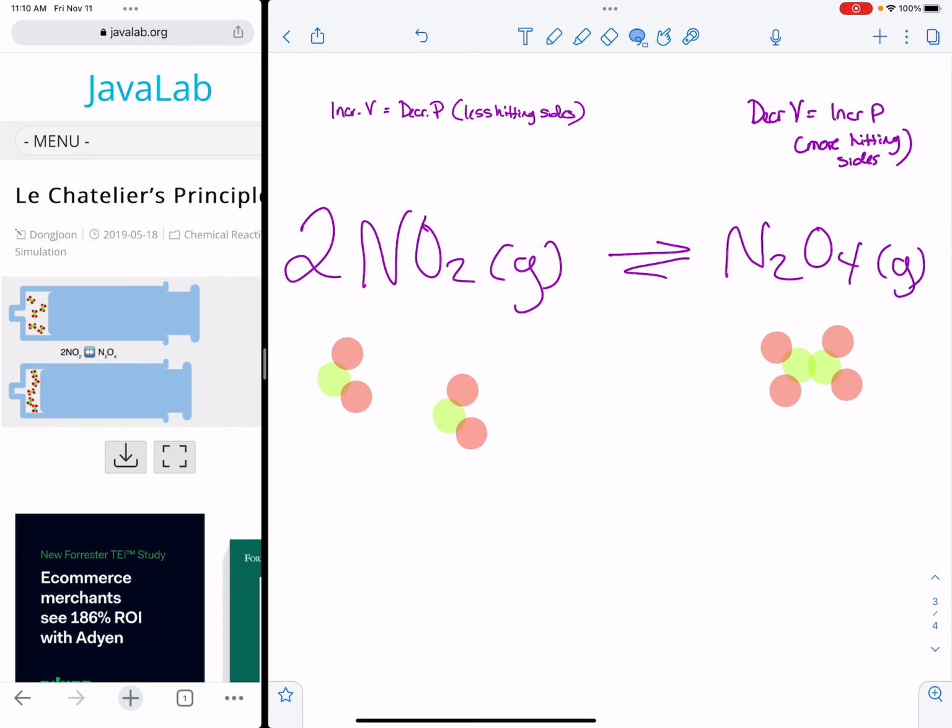So let's see that happen. Remember, with decreasing volume, it means that if the gas is in a syringe, we're going to make it a smaller amount in the syringe. We're going to squeeze the syringe. And then increasing volume, we're going to pull out that syringe.